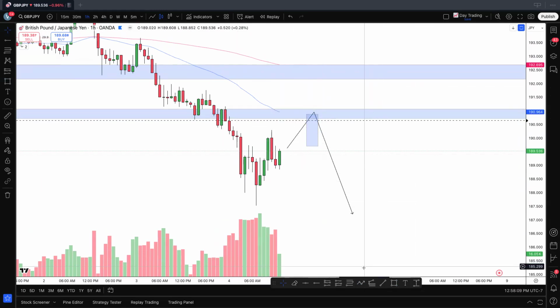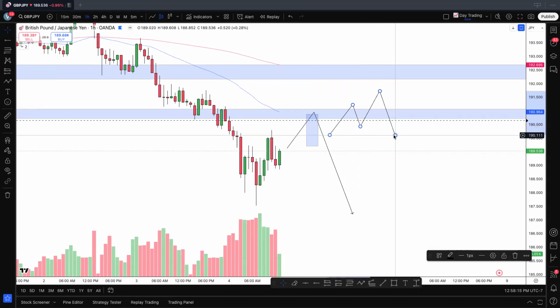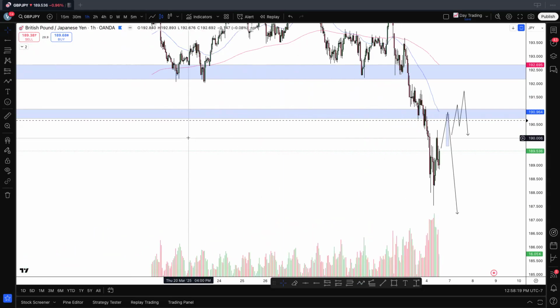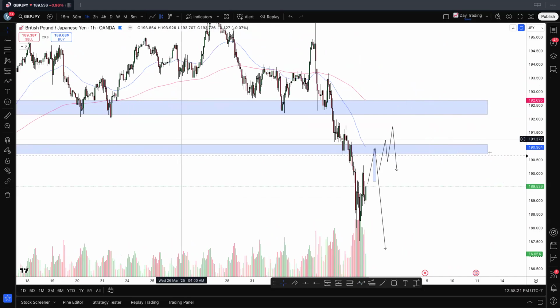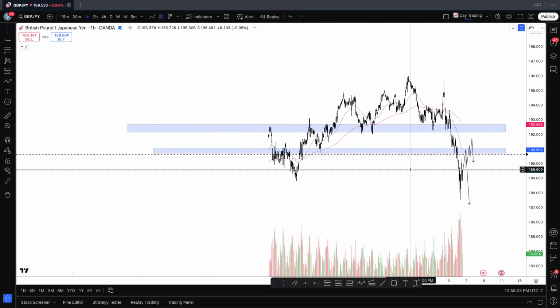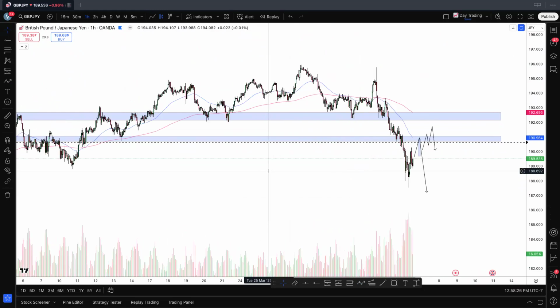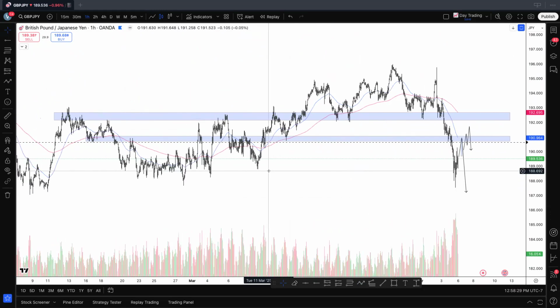I'm still going to wait for price to make a high, a low, and another high in this area, and then to break this low. That's when I'm going to be interested in taking this trade. Building up confidence helps you, and perfecting your trades helps you build a better risk-to-reward system and a better win rate, and that's what trading is all about.